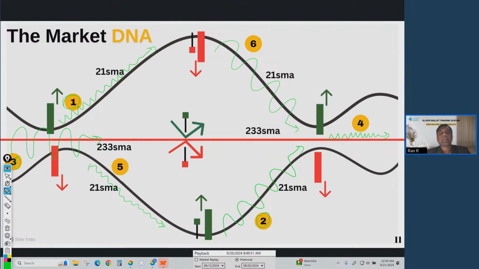With this, you can know that if price has gone up, it has to come down. If it has gone down, it has to go up to meet the 233 SMA. Just with this knowledge, your trading should change. From here on, you should not be making losses. If you have been making losses, this knowledge itself should improve your trading significantly.